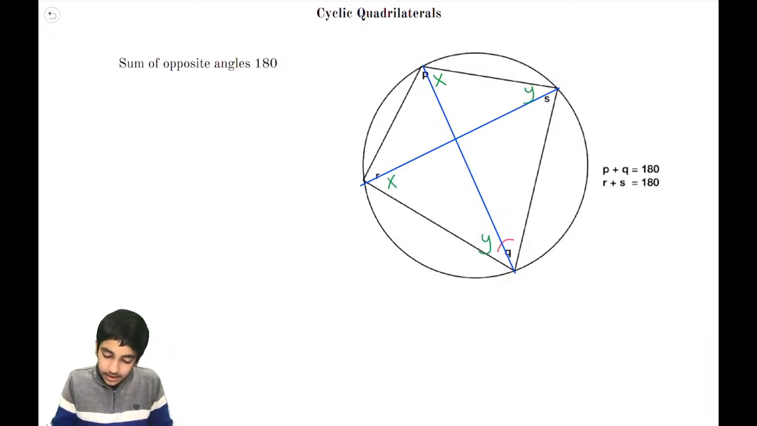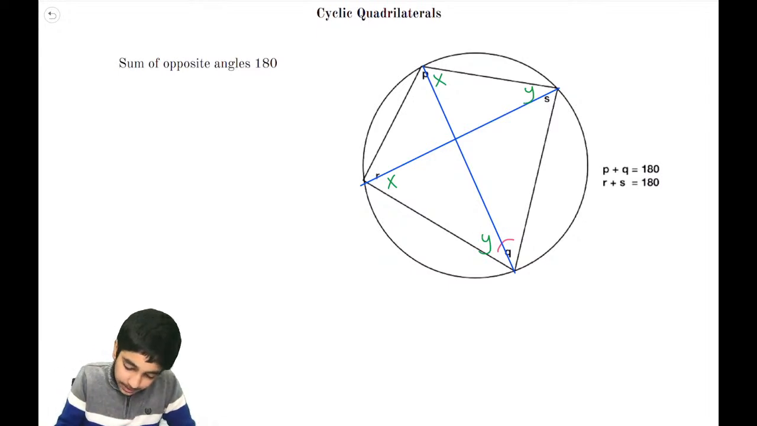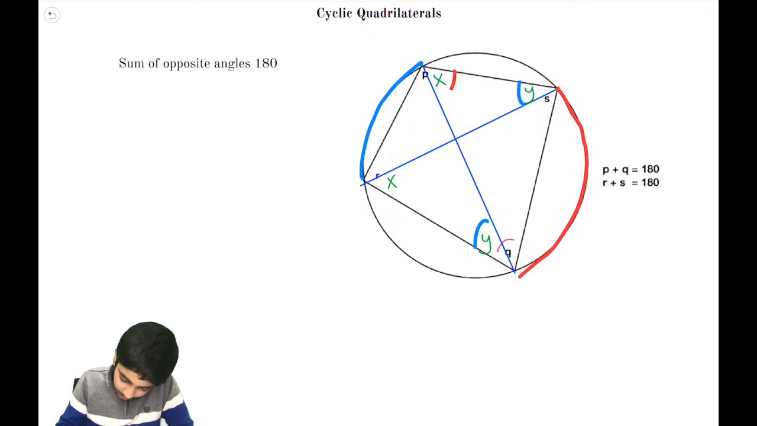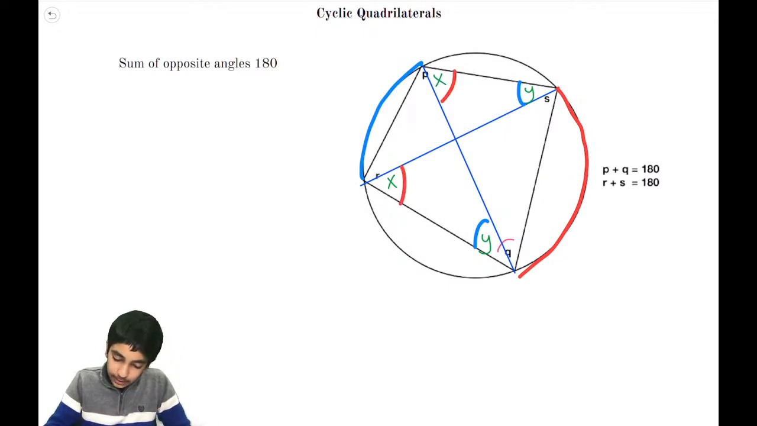The reason is just the inscribed angle theorem. It's pretty easy to see that this is double of this arc, and this is also double of this arc. And we can also see that this is double of this arc, this is double of this arc. So those are two important properties of cyclic quadrilaterals.